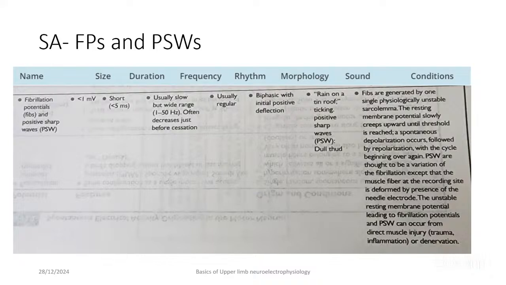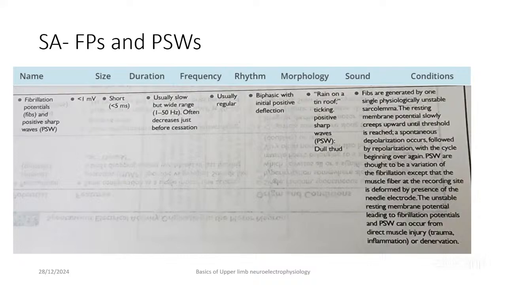Fibs are generated by one single physiologically unstable sarcolemma. The resting membrane potential slowly creeps upward until threshold is reached. A spontaneous depolarization occurs, followed by repolarization, with the cycle beginning over again.